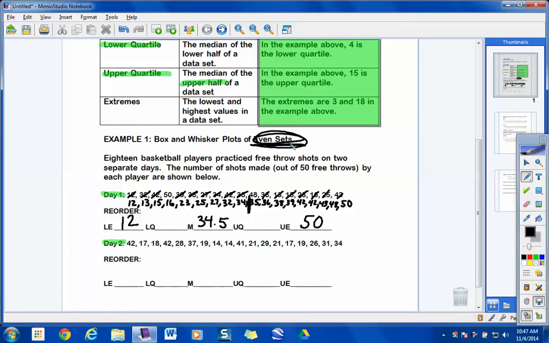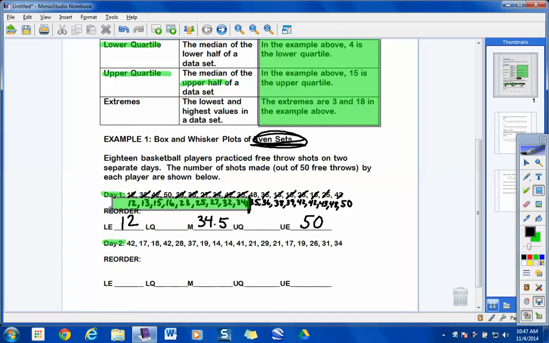Okay, now, lower quartile. Somebody read the definition of lower quartile again for me, please. Median of the lower half of the data set. Okay, do you guys agree that right here, let me highlight my lower half. You guys agree that my lower half is right here? Lower half of the data set right there. How many numbers are in that lower half? Is that lower half an odd or even value? It's odd all of a sudden, right?